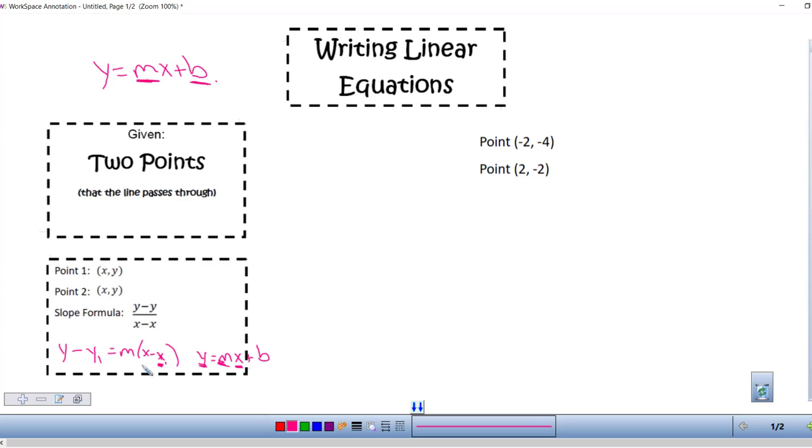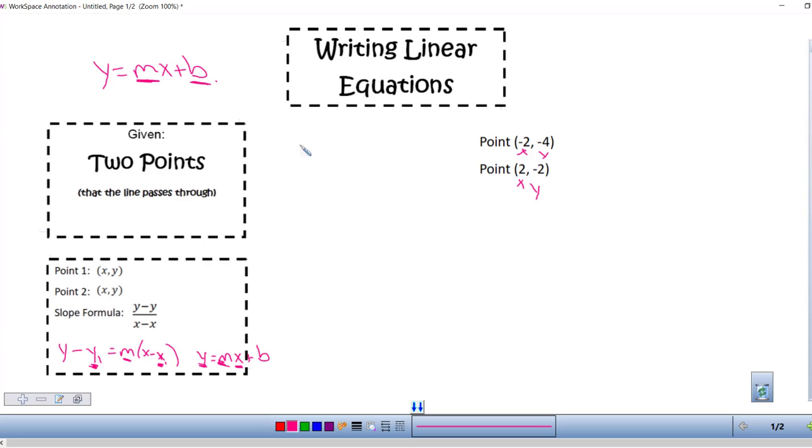Here we would be plugging in these 3 places. That's what we learned last time when we had slope and a point. So after we find slope, then we just do it the same way as we do with slope and a point. So we have 2 points. We have our x and y values. The very first thing we need to do is find slope.